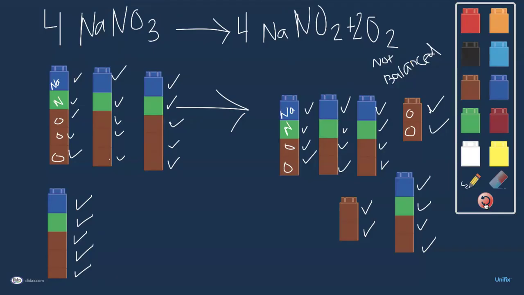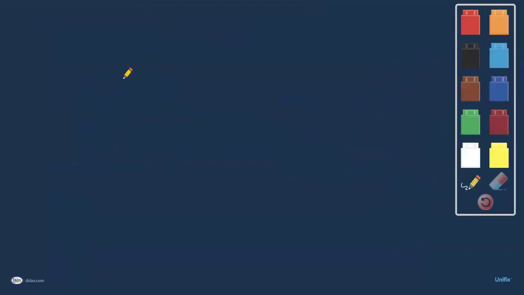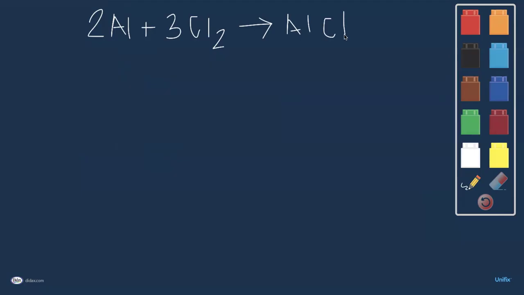Wow, that was a long one. Okay. Let's go on to problem three. So our third problem is 2Al plus 3Cl2, and then we have AlCl3. Okay.